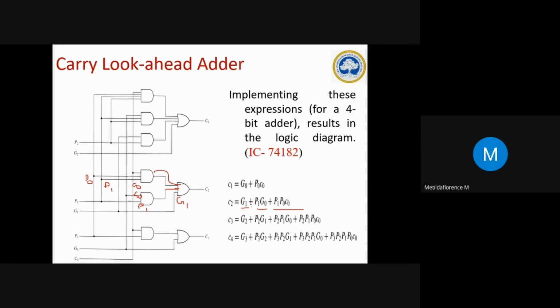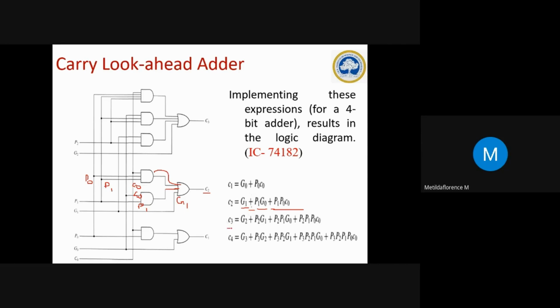Here, the first OR gate, you see. What terms are coming into the OR gate? G1 will come in directly. The next term is P1 and G0 through this AND gate. For the next AND gate, there are 3 inputs. What are the inputs? P1, P0 and C0. So finally, if you put an OR gate, you will get C2.